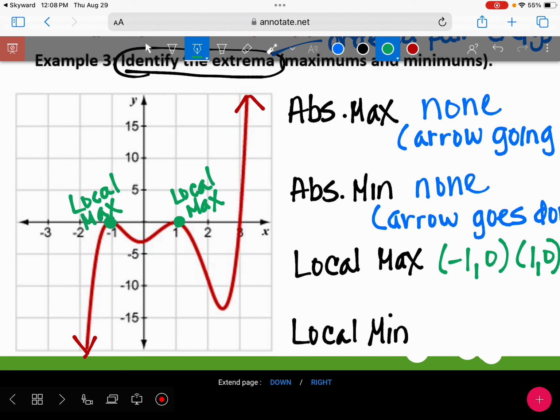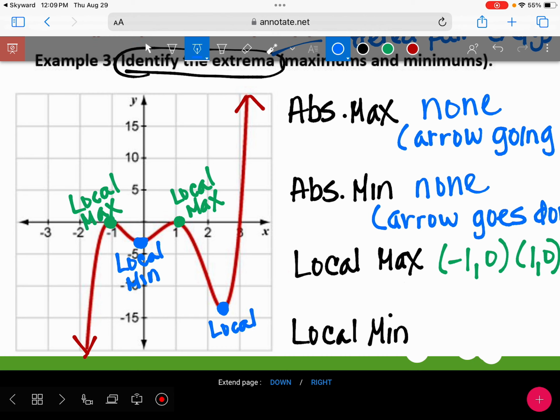Show me with your fingers how many dips do you see in this graph? Everybody's seeing one. I see two. Look again. There's two. Yeah. There's one here and here. Go ahead and put points there. We call those a local minimum.